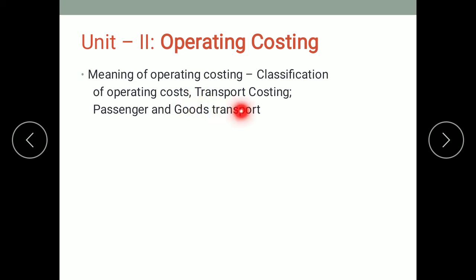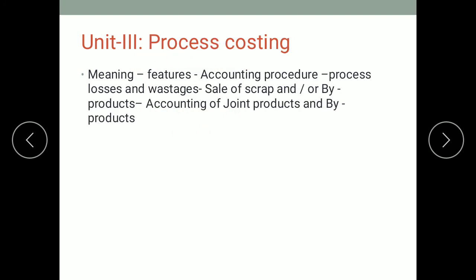So for you, it is only transport costing. It means you have to only find out the cost about passenger and goods transport. You need to find out the passenger kilometers and you need to find out the ton kilometers, all that. So it is a very simple unit and very easy to understand.